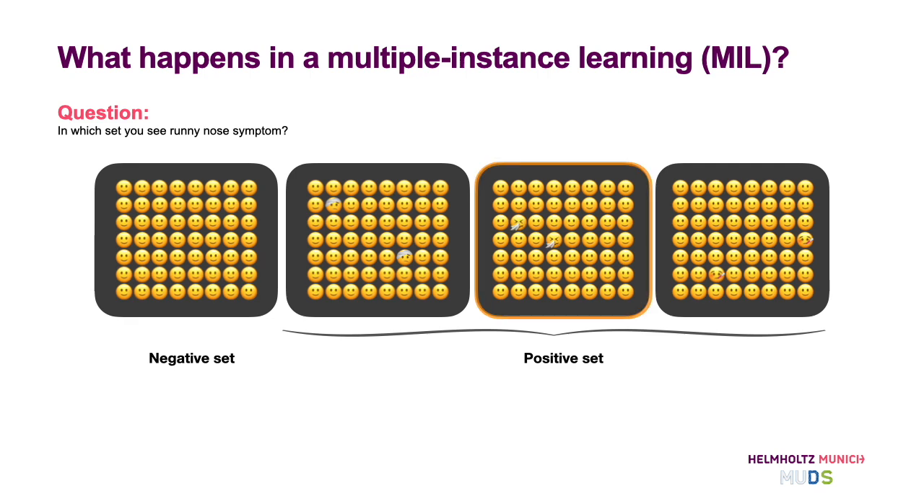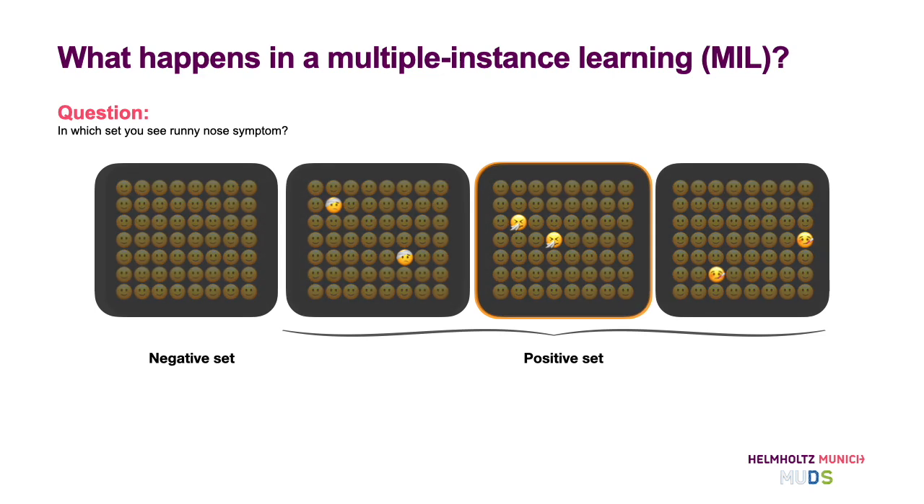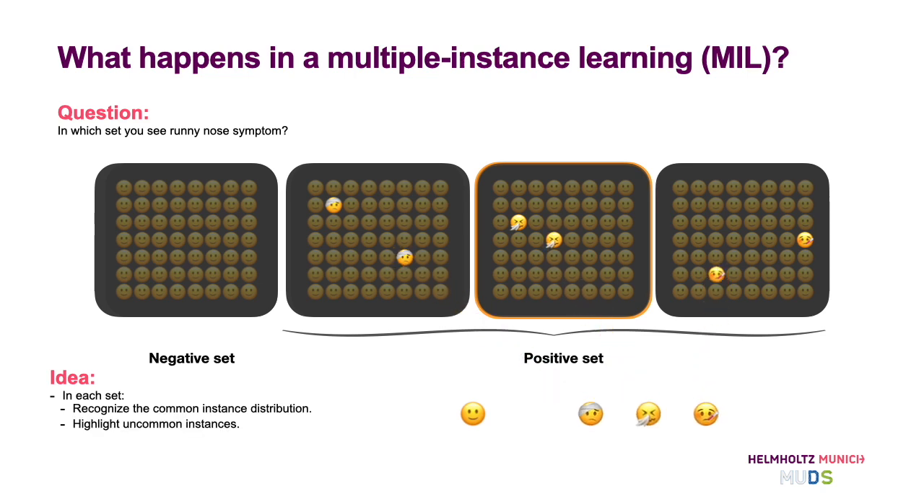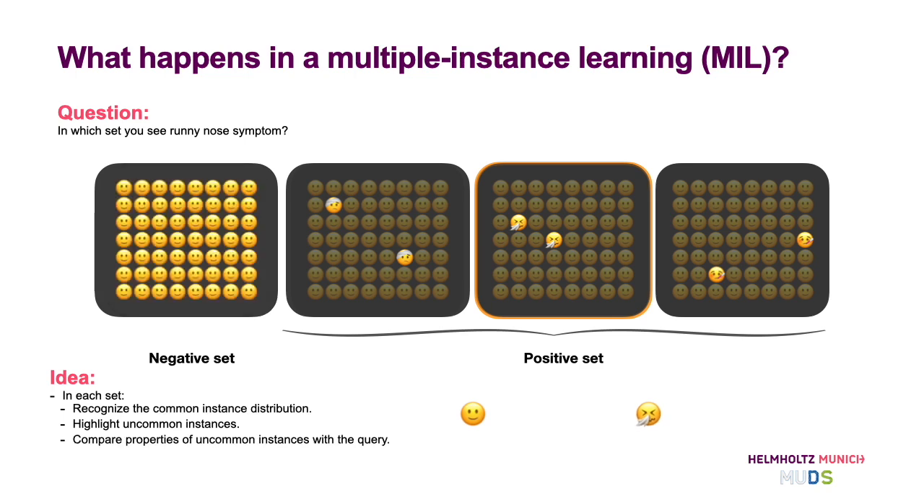I think you agree that answering this question would be easier if we could see these sets like this. Making such a hint for a multiple instance learning-based classifier is the main idea of our work. In other words, we learn common instances and decrease their visibility, which is equivalent with highlighting uncommon instances. Then, finding a match between the query and input would be an easy task. Note that for the first step, we have a bonus. In negative sets, we have enough common instances to learn their features.